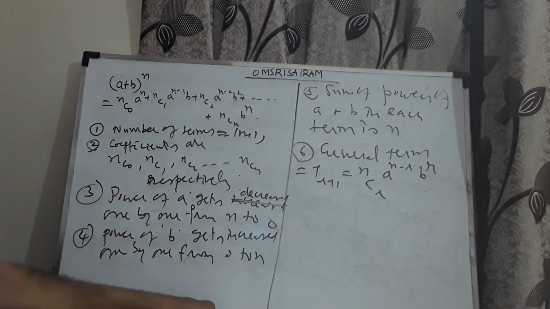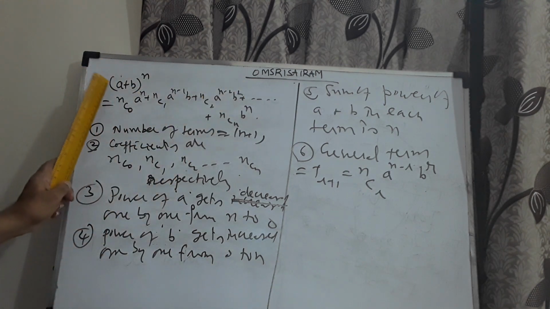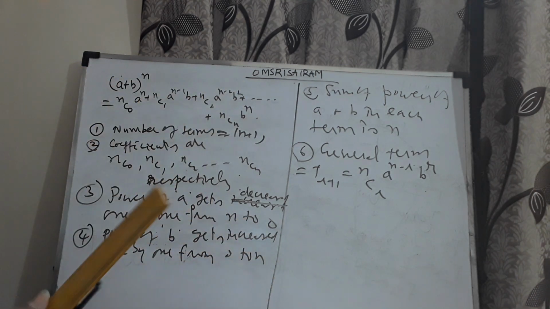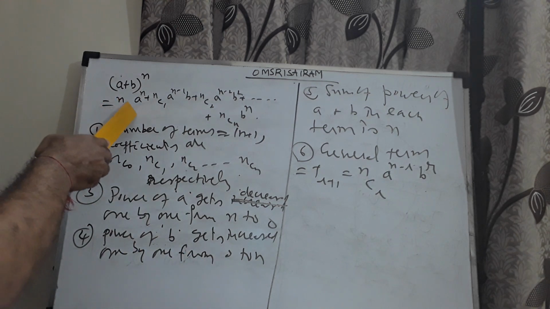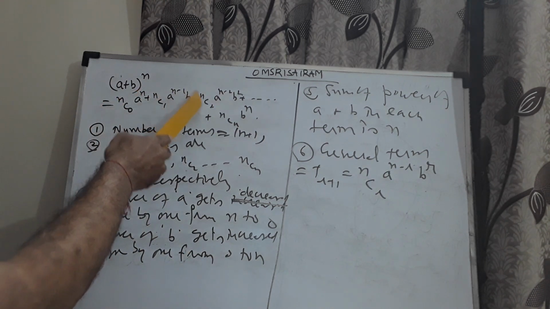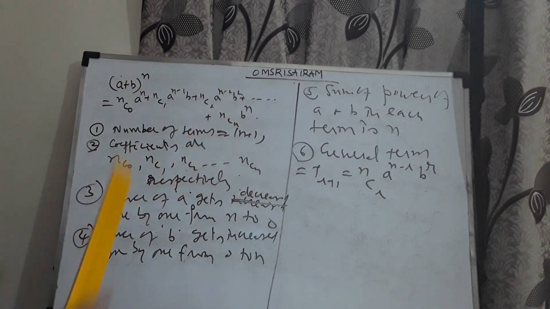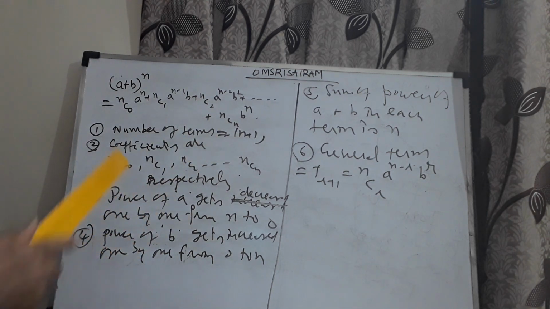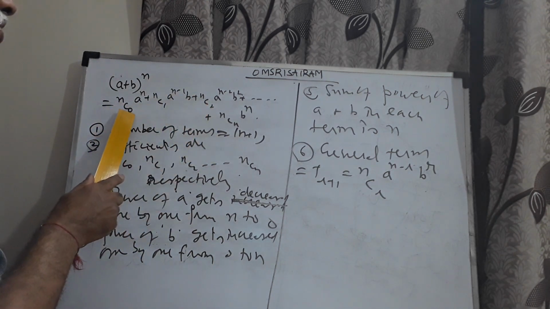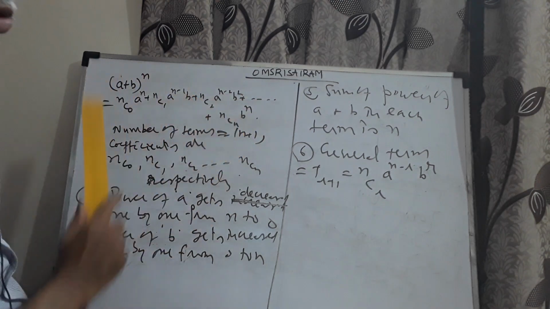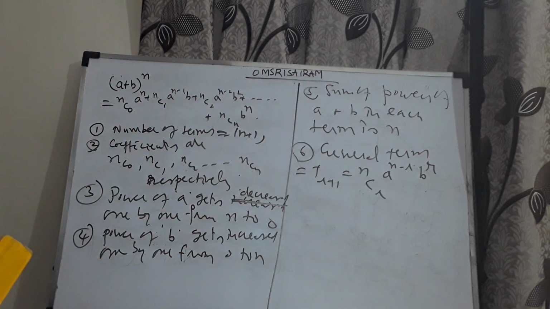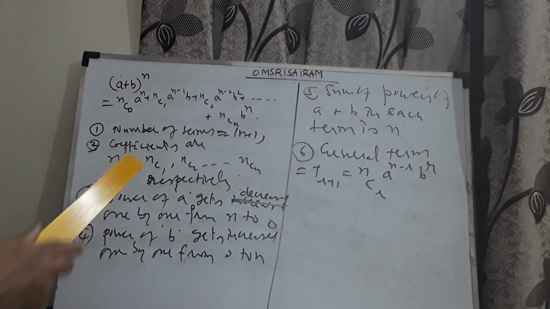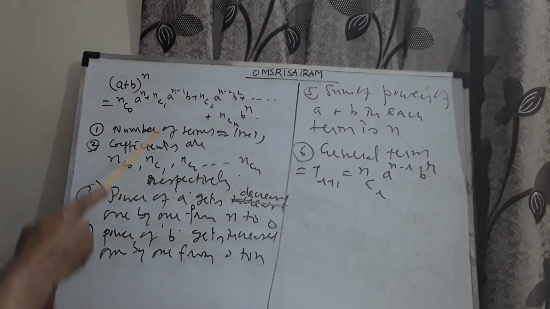I'll just repeat the whole process. The expansion of (a + b)^n in general is given by nC0 a^n + nC1 a^(n-1) b + nC2 a^(n-2) b^2 + etc. nCn b^n. When the power is n, number of terms here is n + 1. You can easily check nC0, nC1, nC2, 0, 1, 2, 3 goes up to n, 0 to n, there are n + 1 terms. Now coefficients will be nC0, nC1, nC2, nCn respectively.